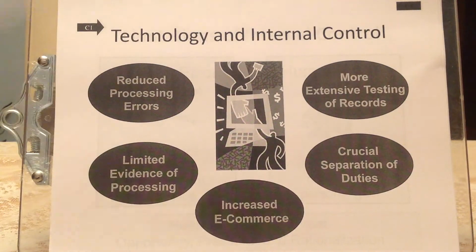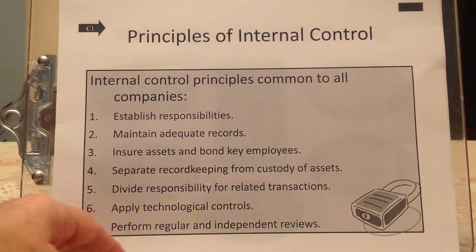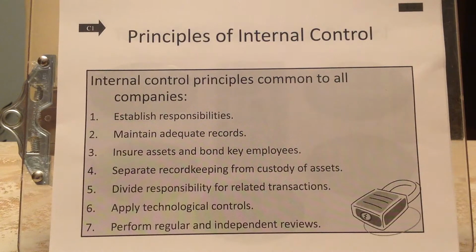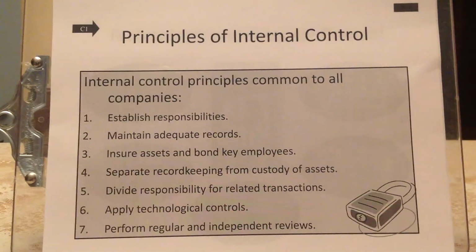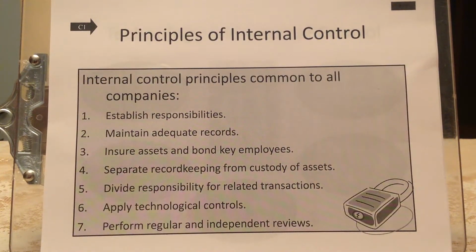So all of these Sarbanes-Oxley things are relatively new and are just because of some of the things that have happened in the past. Principles of internal control are common to all companies. They establish responsibilities, maintain adequate records, insure assets and bond key employees, separate record keeping from custody of assets, divide responsibilities for related transactions, apply technological controls, and perform regular and independent reviews.